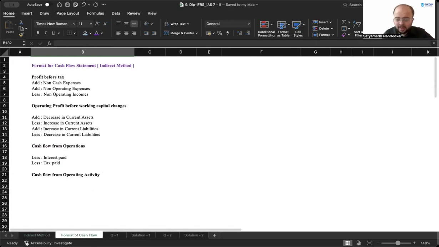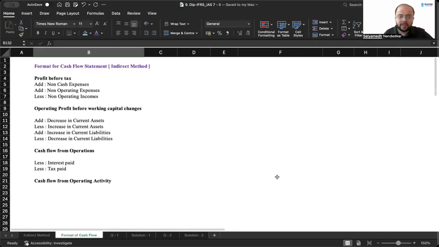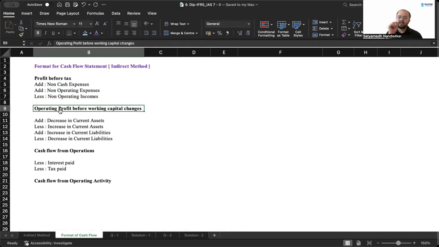So when I'm preparing the format for my cash flow statement and when I'm making cash flow from operating activity under the indirect method, what do we do? Profit before tax, add non-cash expense, add non-operating expense, less non-operating income, the figure that you get is operating profit before working capital changes. Now, the term working capital changes is an important one.